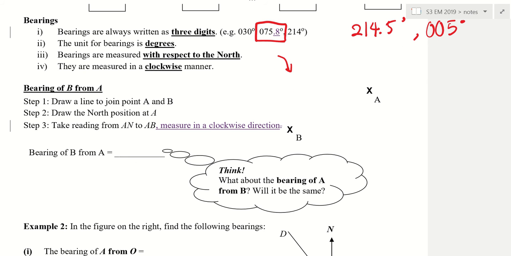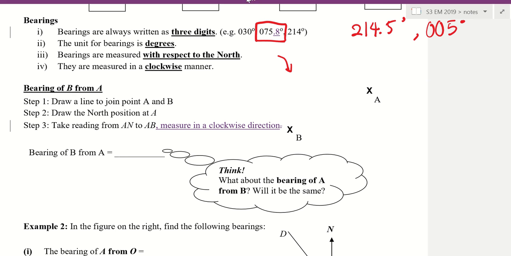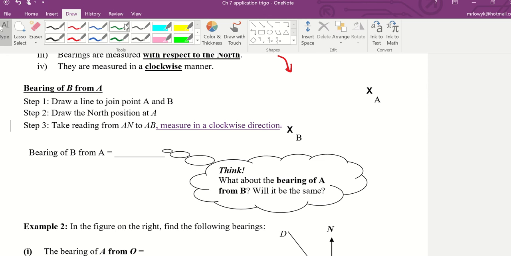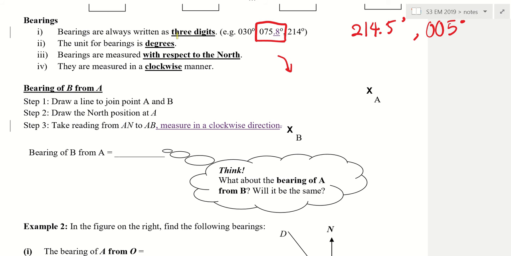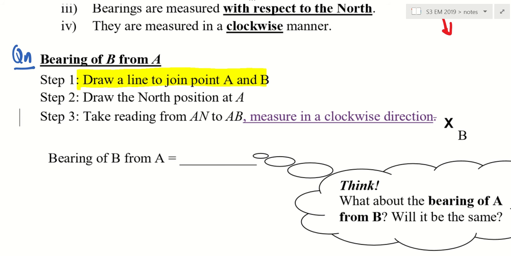Now next, I'm going to show you 3 steps. Up till now, some Set 4 students are still unable to draw bearing. So I'm going to show you 3 steps very clearly. Step number 1, always join the line. Join the line A to B. The question in exam is this. Can you highlight the question? Calculate the bearing of B from A.